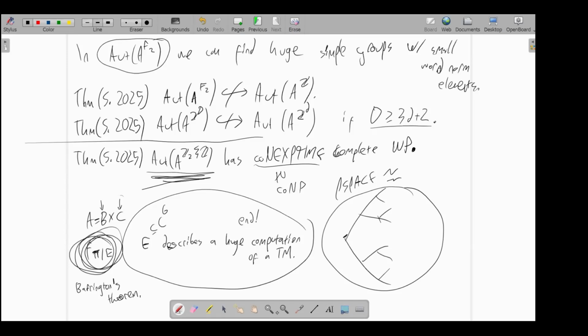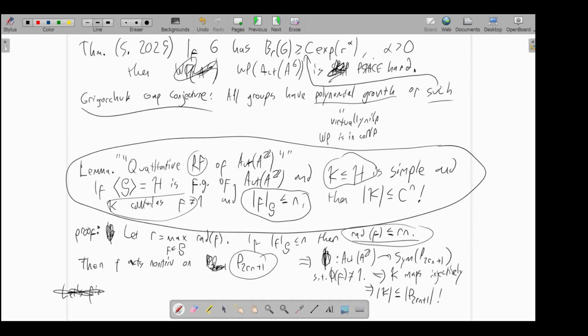Okay. Can I ask a question? Can we go back to this Grigorchuk gap conjecture? Yes. I somehow remember that there was even a stronger version of this, right? Shouldn't this alpha be at least a half or something like this? Do I remember? Yes. And yes.